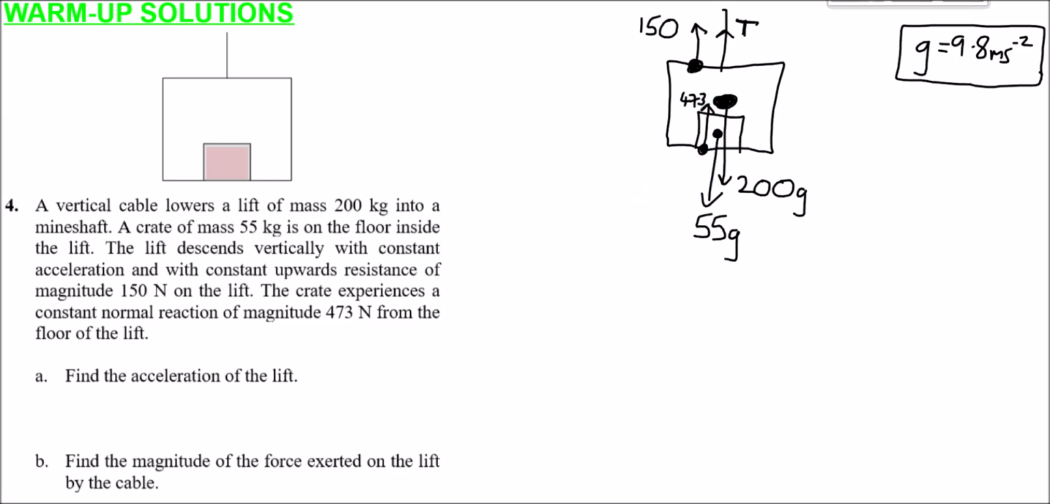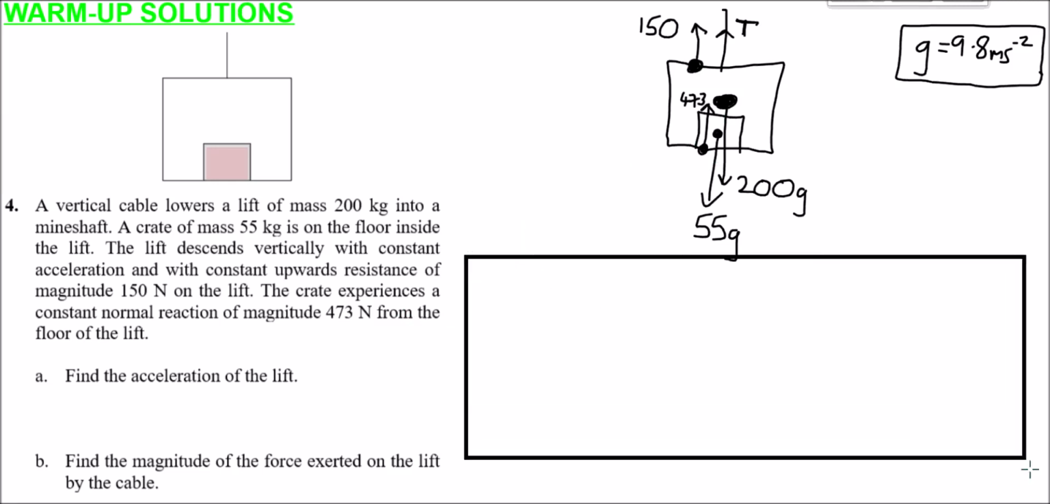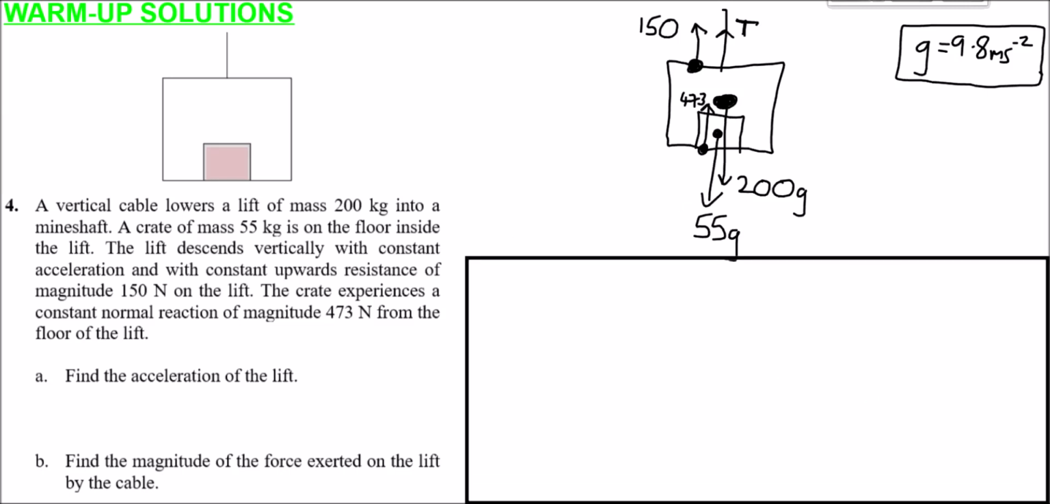So for part A, we need to find the acceleration of the lift. What I'm going to suggest we do here is just think about forces on the crate. Now there's more than one way of doing most questions. This is no exception. But if we just think about forces on the crate first of all, that's going to help us. If you wonder what I'm doing here, I'm just sectioning this off for part A and part B to give myself a bit more space.